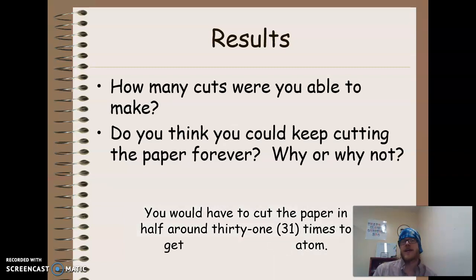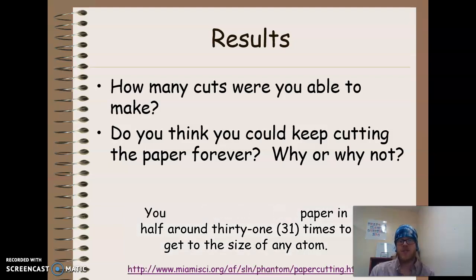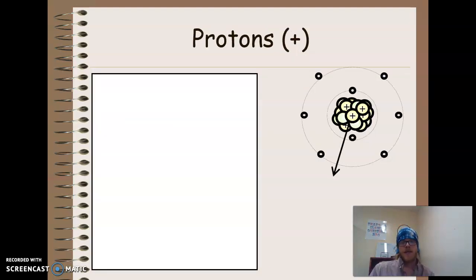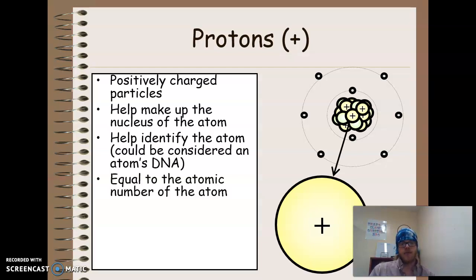Okay, so thinking about that, you may have gotten, what, like 7 or 8 cuts? Okay, so you're a fraction of the way to how small an atom is, and your paper is already really small. So taking a look at protons, they're in our nucleus. They are positive.